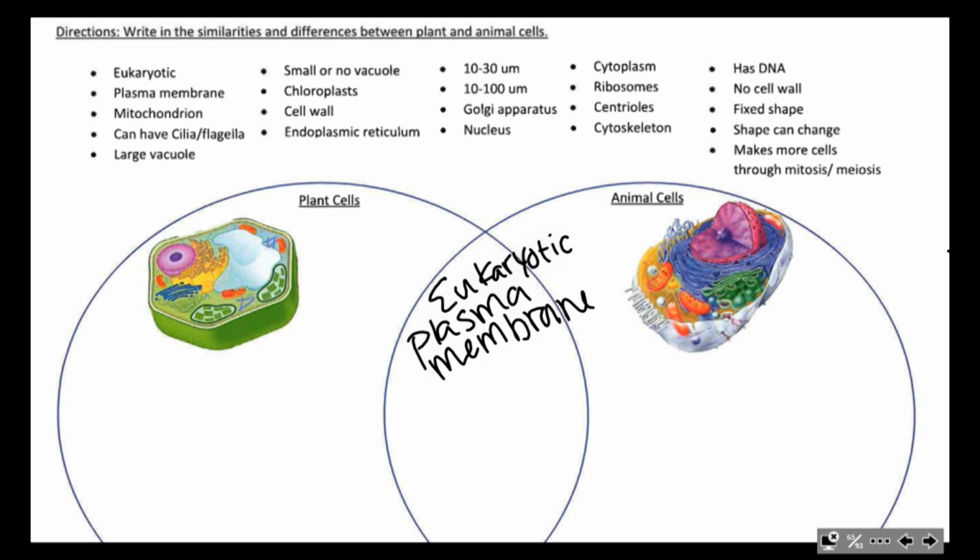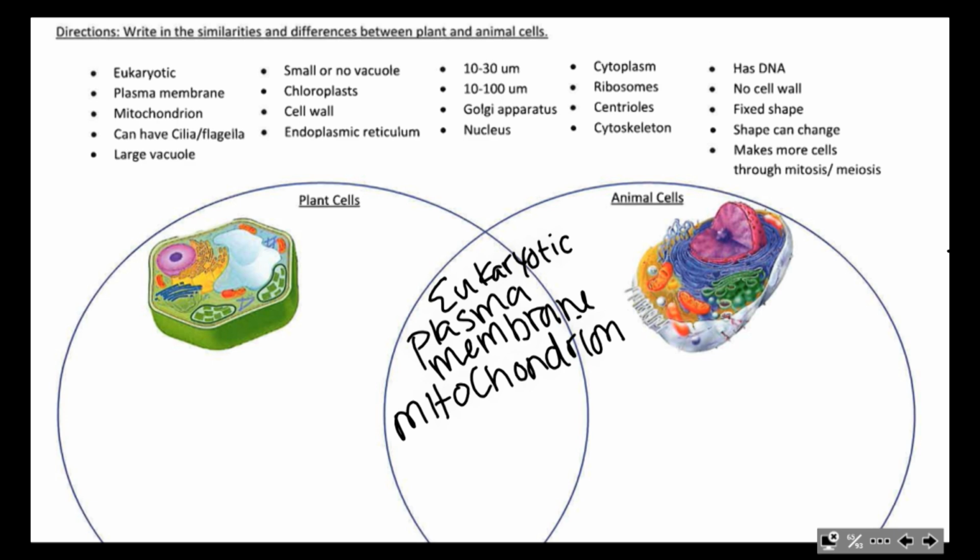The next one is mitochondrion or mitochondria. Well, both of these cells have mitochondria, so we're going to put that one in the middle too. Remember, this is the powerhouse of the cell, and although plant cells use chloroplast for that a little bit, they do have mitochondria, and they do use them to make energy. All right, can have cilia or flagella.